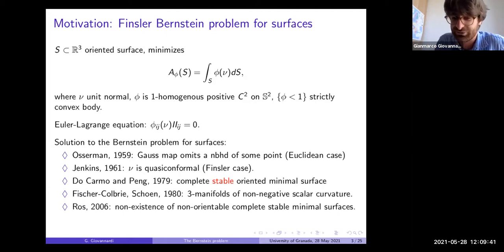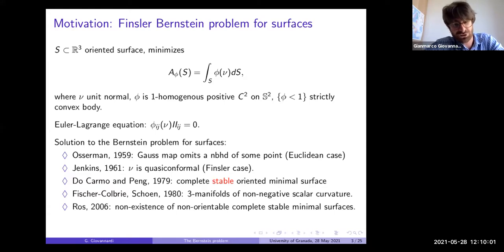This is important because if you want to minimize the area, you also have to look at the second variation of the area, which has to be positive. And if the second variation is positive, so the surface is stable, you can solve the Bernstein problem and conclude that the only solutions are planes.